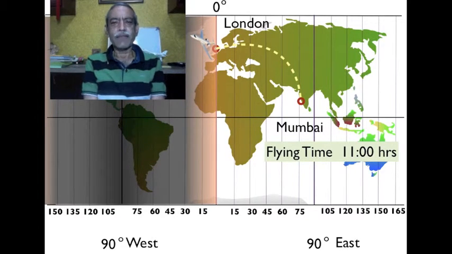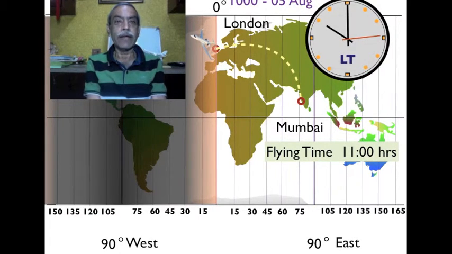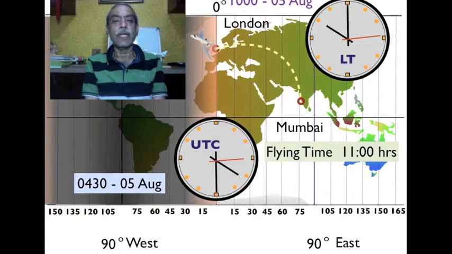Okay, let's assume the aircraft has landed in London, and after a flying time of 11 hours, the local time in Mumbai would be the next day morning 10 a.m. and the local time at London, which is also the Universal Coordinated Time UTC, will be early morning of 5th August, 0430. So 11 hours elapsed from both sides, but the UTC timings would be different, and the local time, we will invariably translate from UTC to local time after calculating the UTC. So I hope the concept is very clear. We will see some more examples.